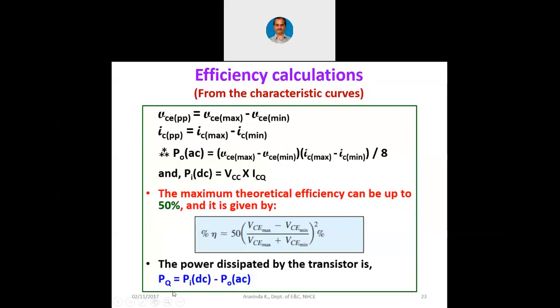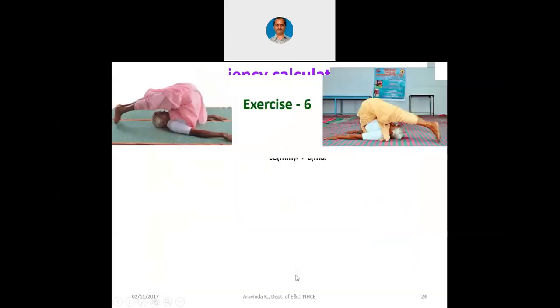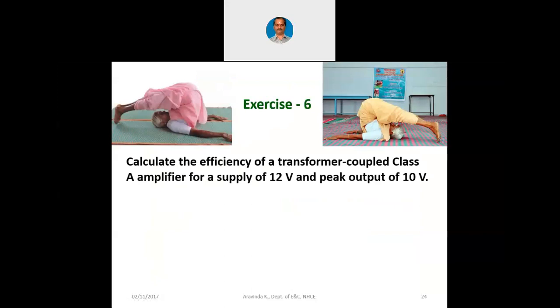So, using this formula, let us try to solve this problem now. Calculate the efficiency of a transformer coupled class A amplifier for a supply of 12 volts, peak output of 10 volts. Now, VCE max is VCEQ plus VP. See, VCEQ is 12 volts now. In the case of a transformer coupled amplifier, output can go beyond VCC also because it is now a mutual inductive principle. We are using the transformer, so output can go beyond VCC also, which was not the case with our previous circuits.